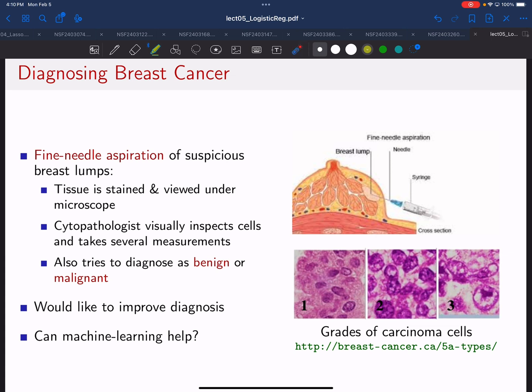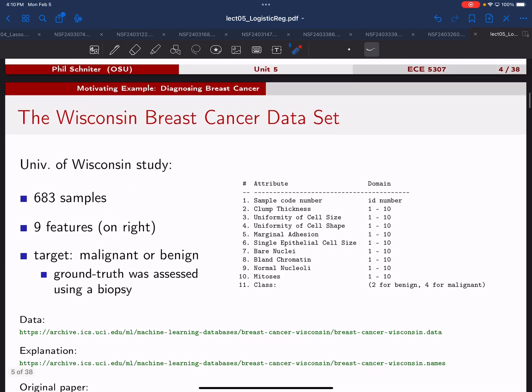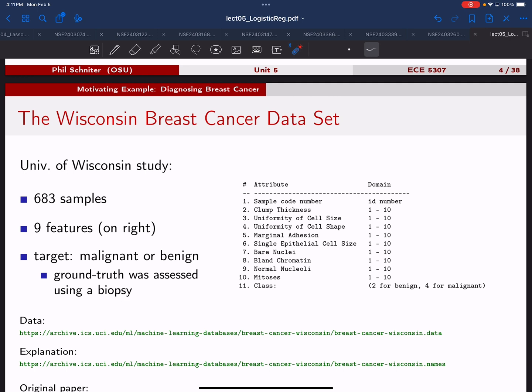So my understanding of the way that this is usually done is that there's some sort of tissue sample taken and it is stained and looked at in a microscope by a person, an expert who's used to looking at these cells. And what they do is they basically quantify various things about what they see, like the thickness of clumps, the uniformity of cell size, uniformity of cell shape, and so on. They assign numerical values to each of these, and then that is what's used for a diagnosis.